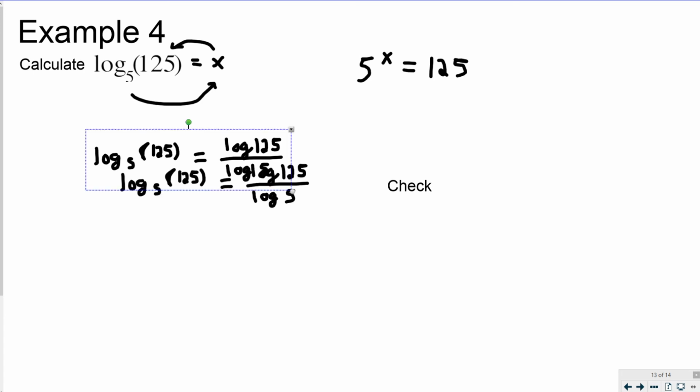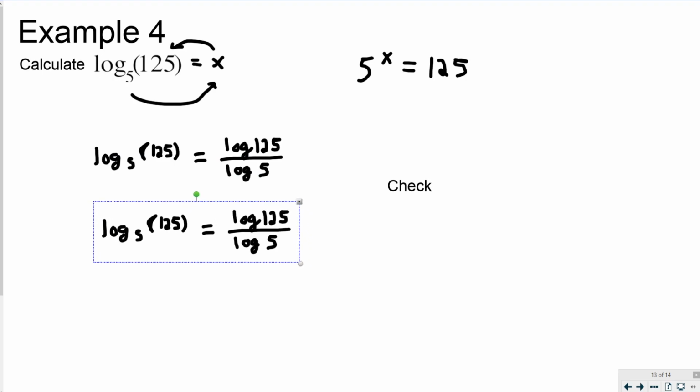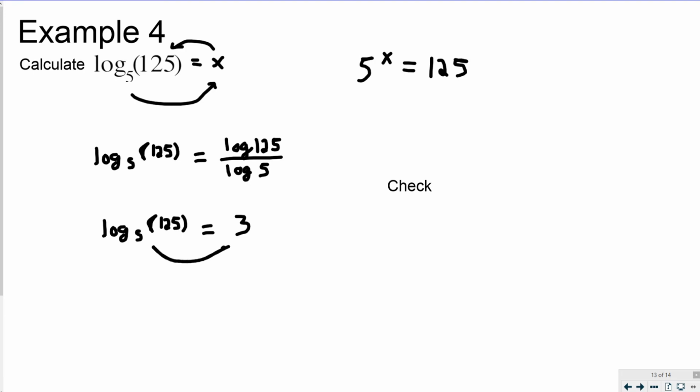that the log here is exactly 3. So what I can do is then use the loop-de-loop method, and I want to check it. The check would be, does 5 to the third power equal 125? Is this true? So you're going to go to your calculator, and you're going to type 5 up arrow 3, and you do in fact get 125, so we have done the calculation correctly.